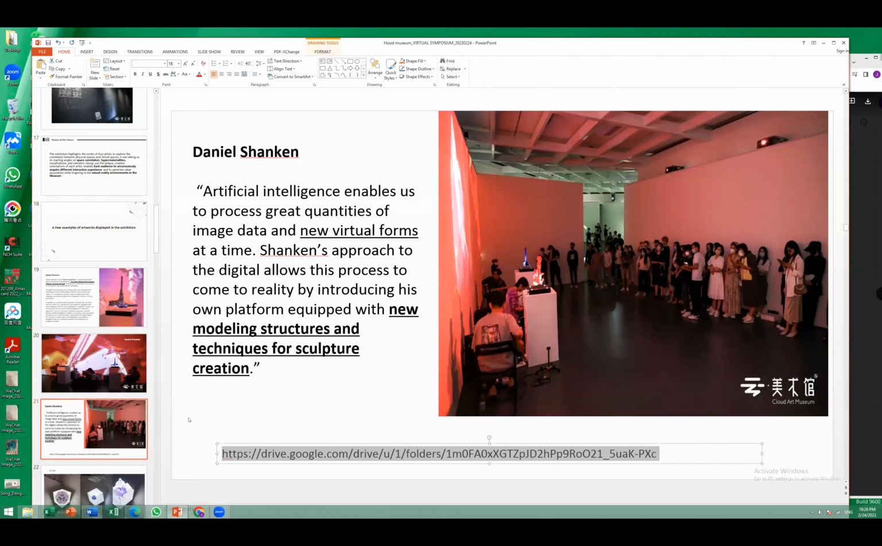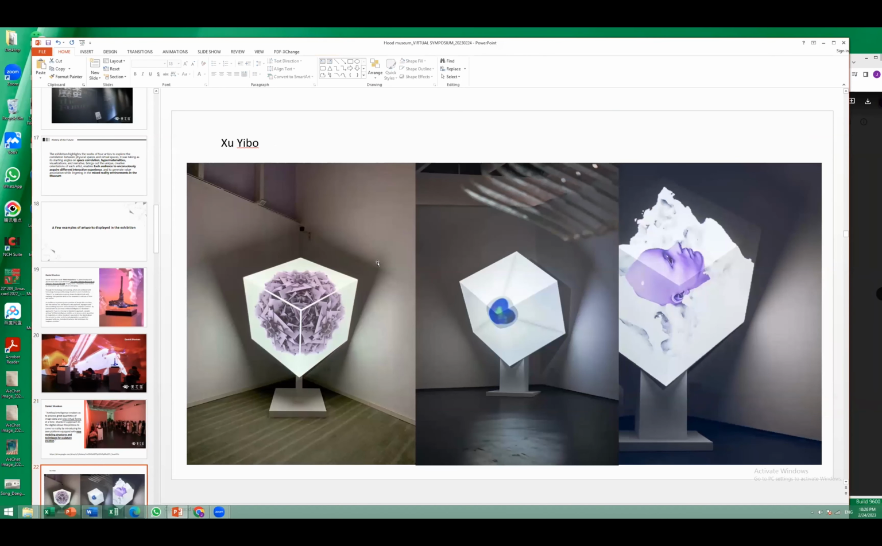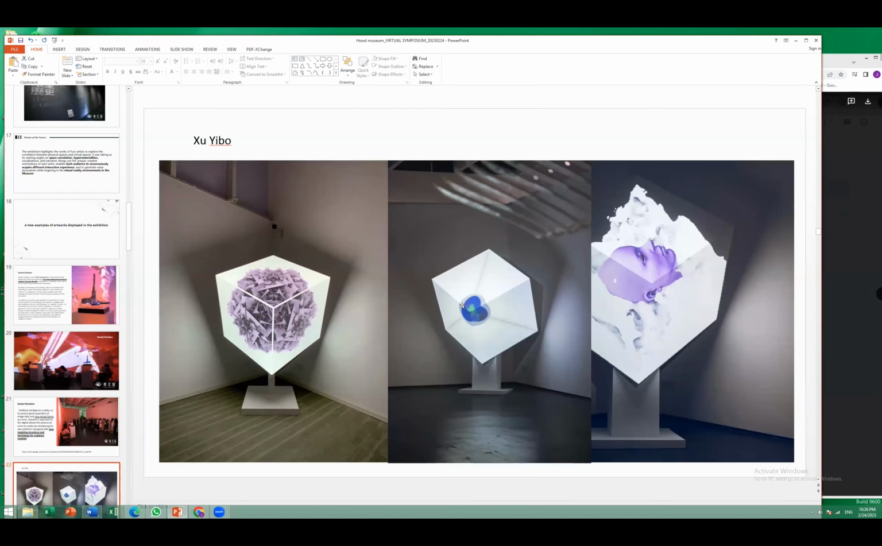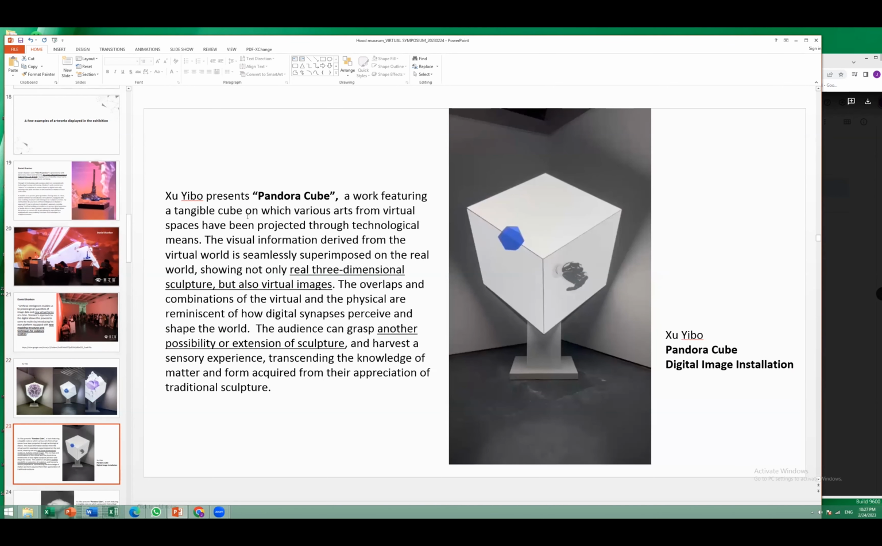Okay. So then that's the second example I would like to show, that is Yibo's work. That is also a real physical sculpture that the audience can only see when they come into this museum; you cannot see it online. But here, like Pandora Cube, the artist also tried to project the virtual images. So I would like to show you what the idea is with it.